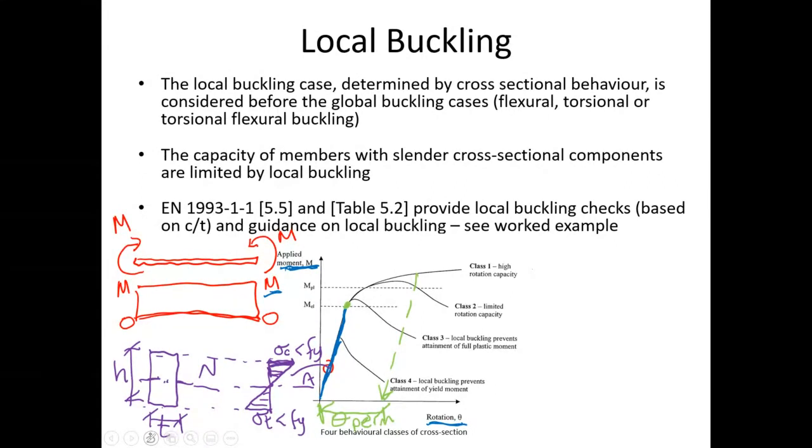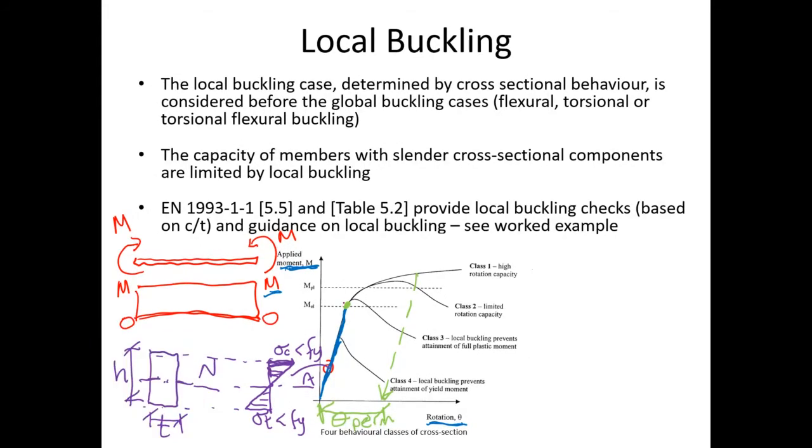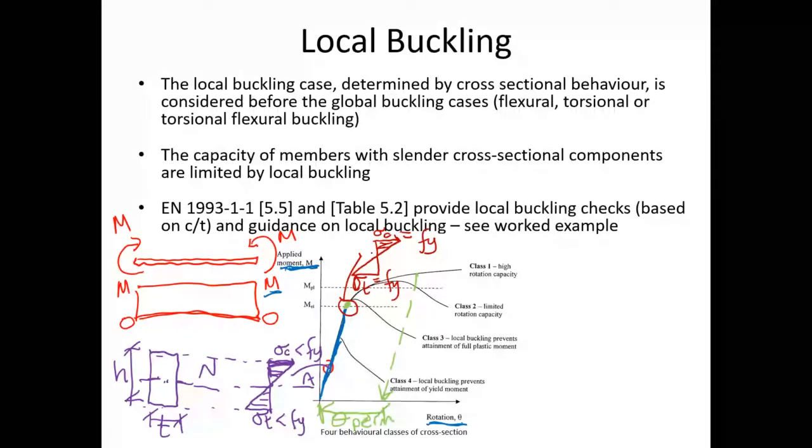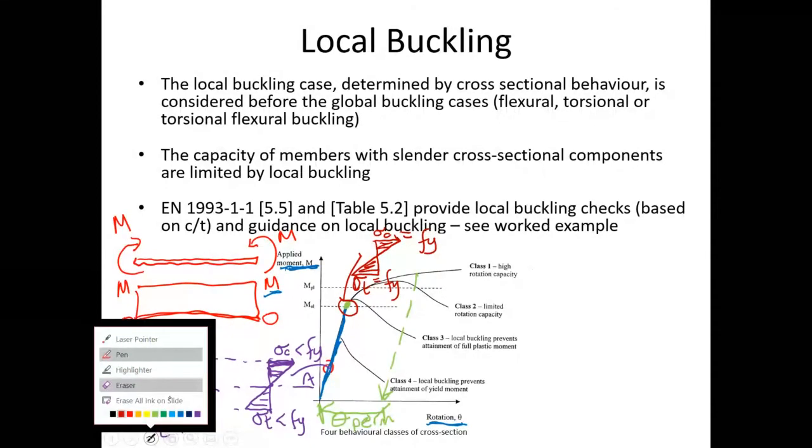Okay, so if I go to a different point along this graph, so if I take the yield point over here, the stress strain curve for that yield point is going to end up being like this. So I get the top stress in compression equal to yield strength, and the one in tension equal to the yield strength. Okay, so that means that I've just yielded that very last fiber, the outside fibers, top fiber and bottom fiber. Okay, so I've just reached the yield.